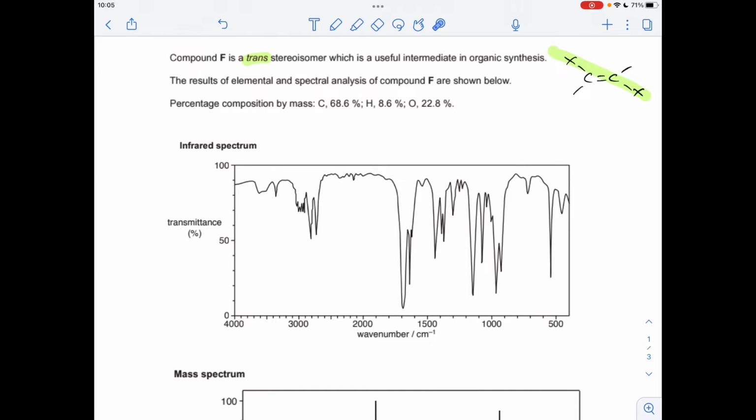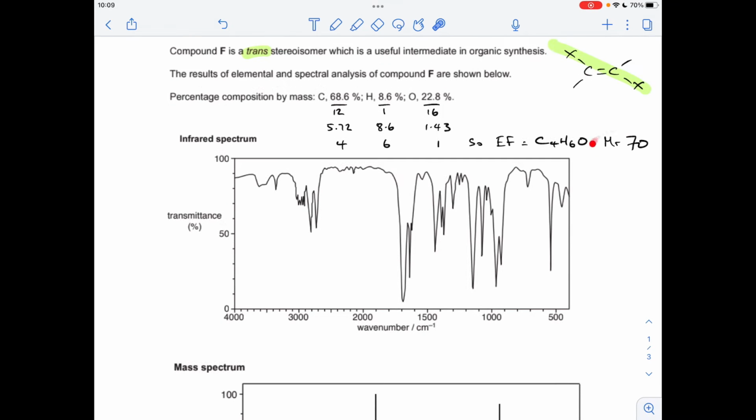So if we move into the other information now, we've got some percentage composition by mass. Obviously we'll work out the empirical formula from that now. So that's given us an empirical formula of C4H6O. It's always a good idea to work out the MR of that straight away. So that's coming out at an MR of 70 for the empirical formula.